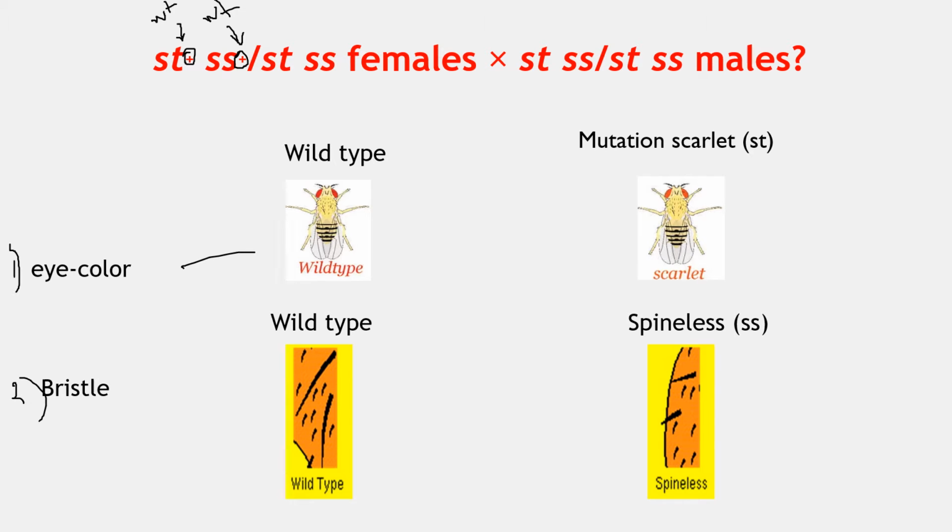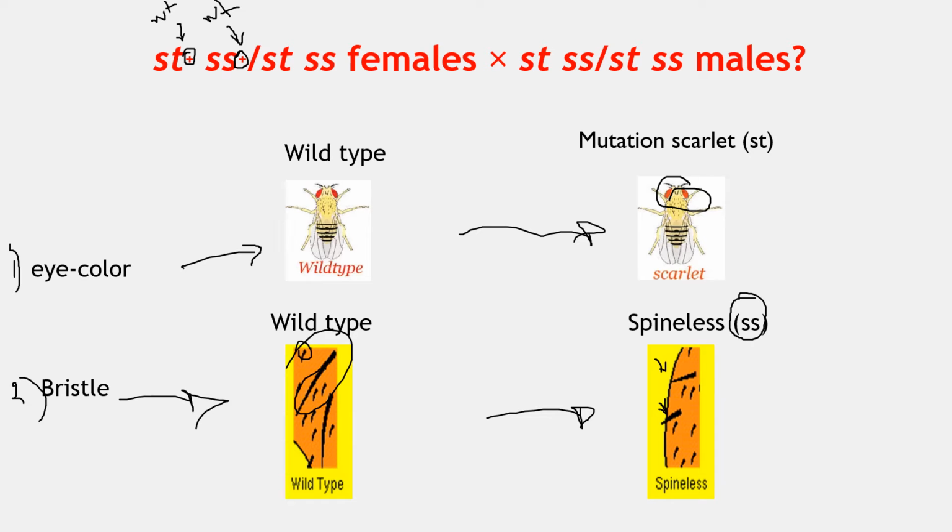So the wild type will be red eyes, and here we have a scarlet that is a little bit more orange eyes. And here we have bristles that are wild type, and the bristles that are wild type have a combination between short bristles and very long ones. But in the mutation spineless, if you see, these bristles are much smaller. The only thing that you need to remember is this, that they give you that information.